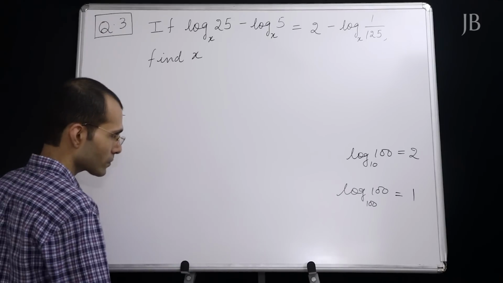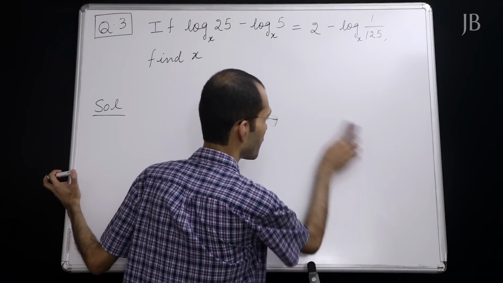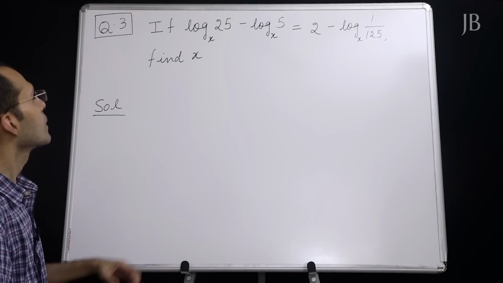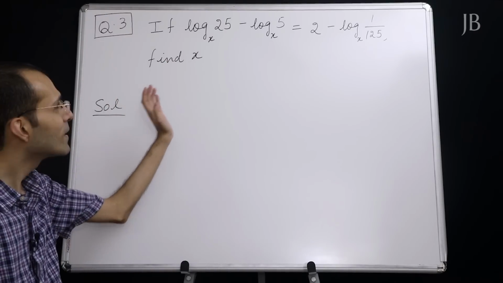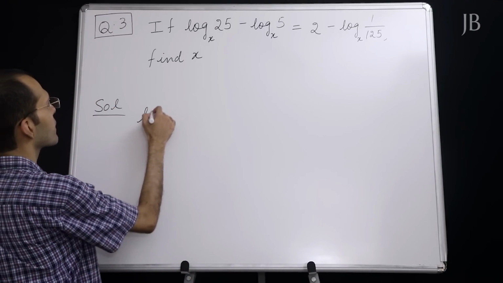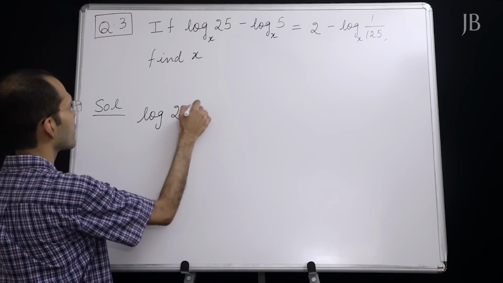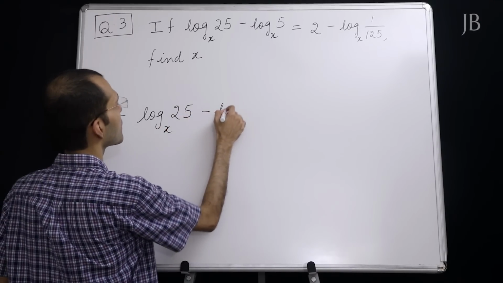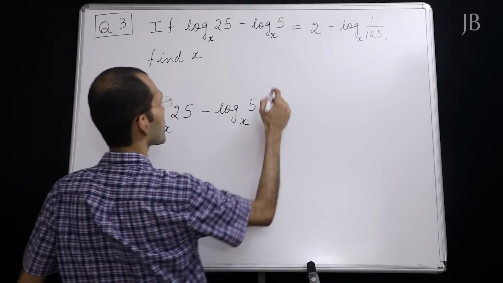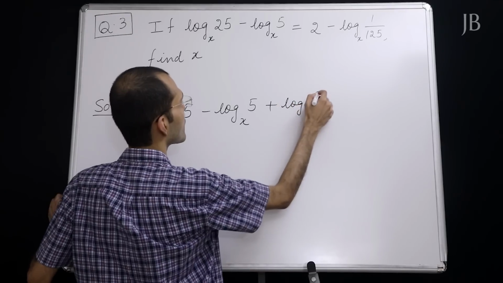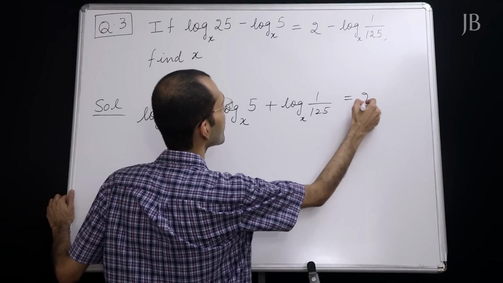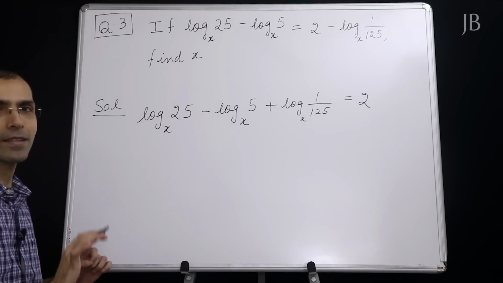So what we do, we keep all logs on one side and keep this single number on the other side, no problem. So we will write like this: log 25 to the base x minus log 5 to the base x plus, here we will transpose, this will be log of 1 upon 125 to the base x equaling 2. Let this be 2 like this only.